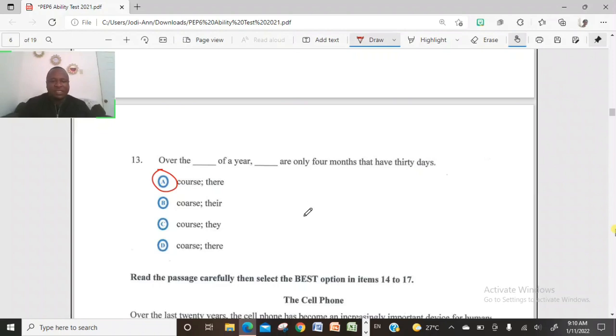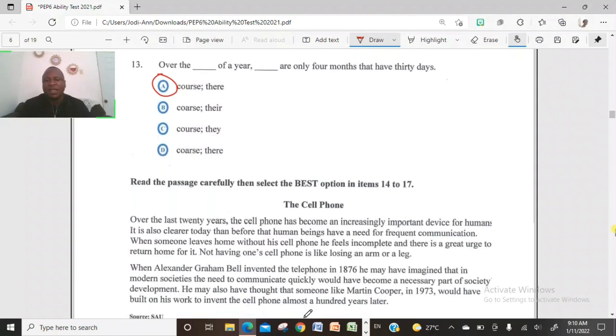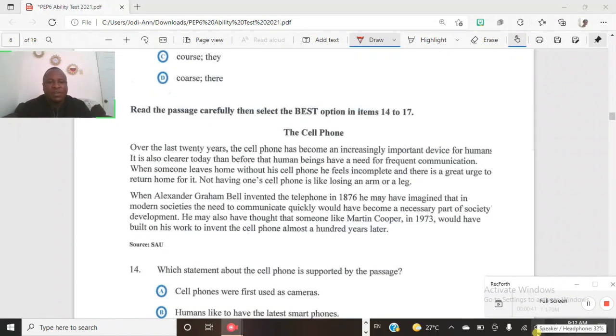It says read the passage carefully, then select the best option in items 14 to 17. The cell phone. Over the last 20 years, the cell phone has become an increasingly important device for humans. It is also clearer than before that human beings have a need for frequent communication. When someone leaves home without his cell phone, he feels incomplete and there is a great urge to return home for it. Not having one's cell phone is like losing an arm or a leg.